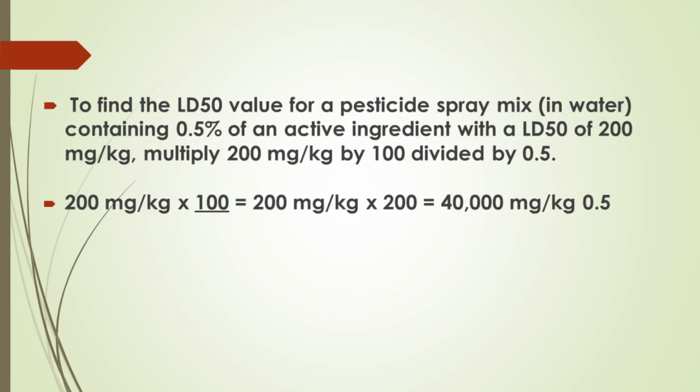To find the LD50 value for a pesticide spray mix in water containing 0.5% of an active ingredient with the LD50 of 200 mg/kg, multiply 200 mg/kg by 100 divided by 0.5. 200 mg/kg times 100 divided by 0.5 equals 200 mg/kg times 200, and that's 40,000 mg/kg.